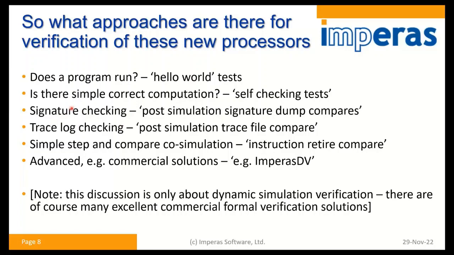So for example, the signature checking approach is the way the RISC-V International compatibility tests work. ARM tends to, with their compliance checking, use trace log checking with their ACKs.